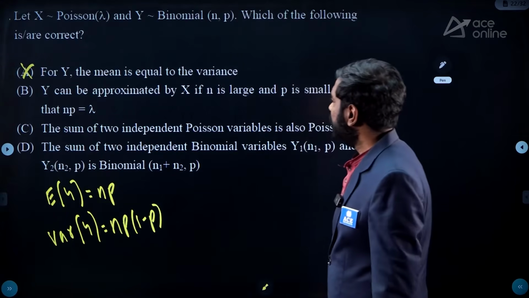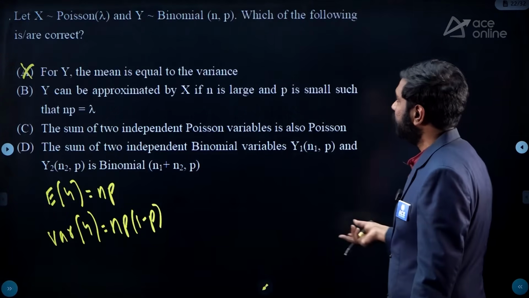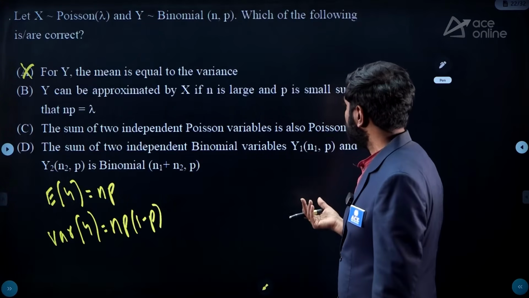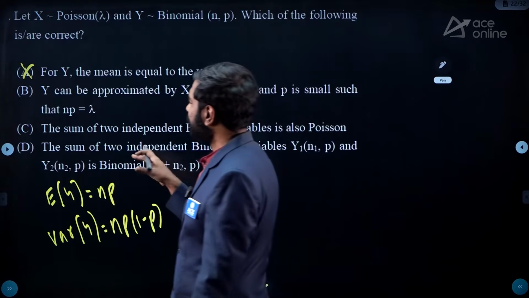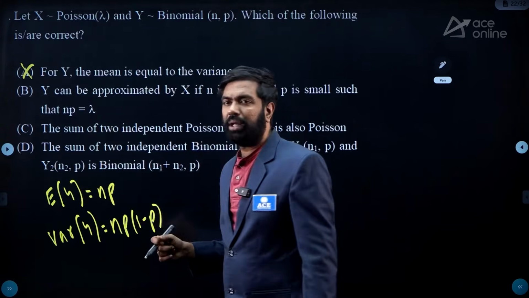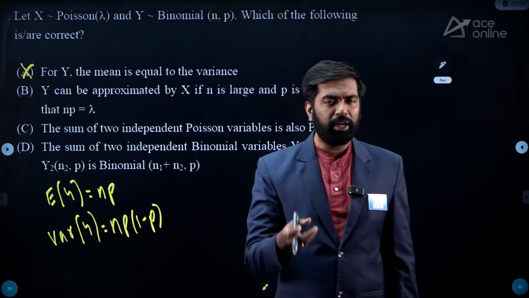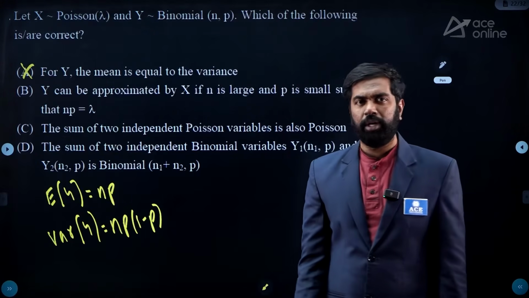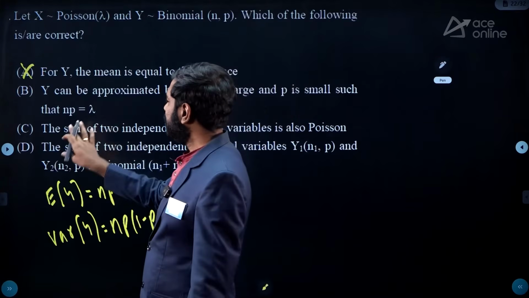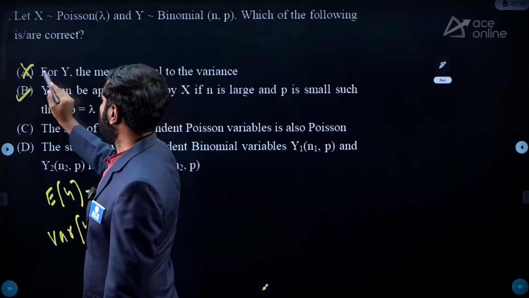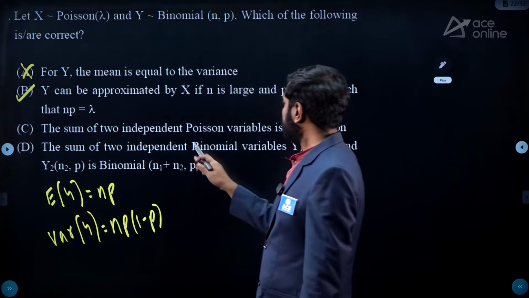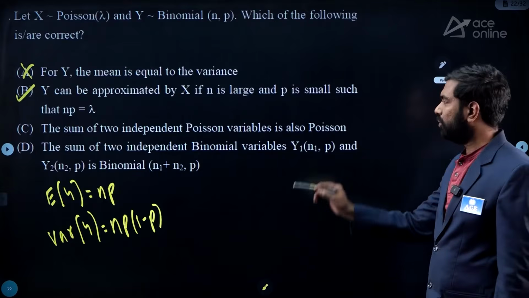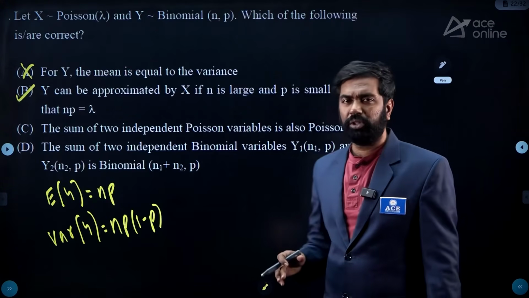Y can be approximated by X, that is, a binomial random variable can be approximated as Poisson when n is large and p is small, such that lambda equals np. Yes, so we have this concept where a binomial random variable can be approximated using a Poisson random variable, where we set the lambda value as np. This is true. The sum of two independent Poisson variables is also Poisson.